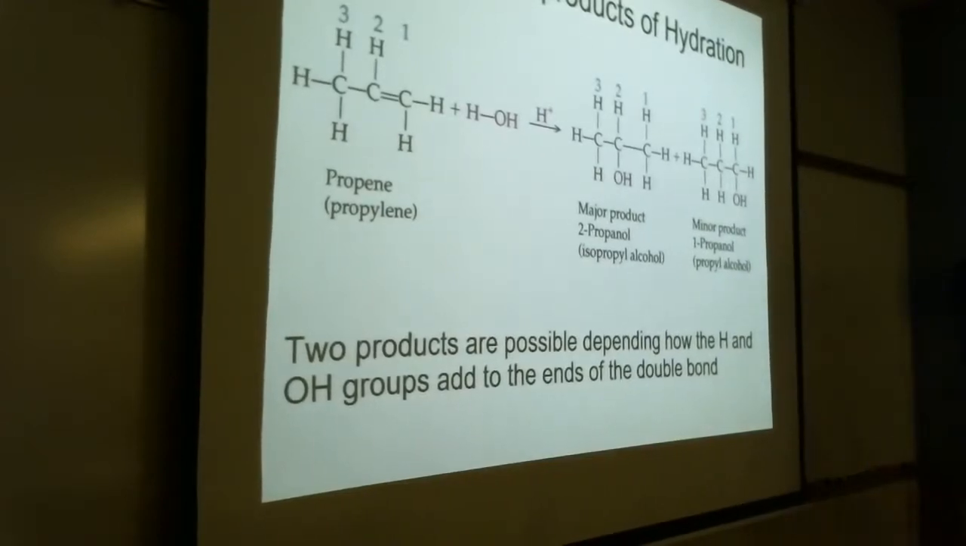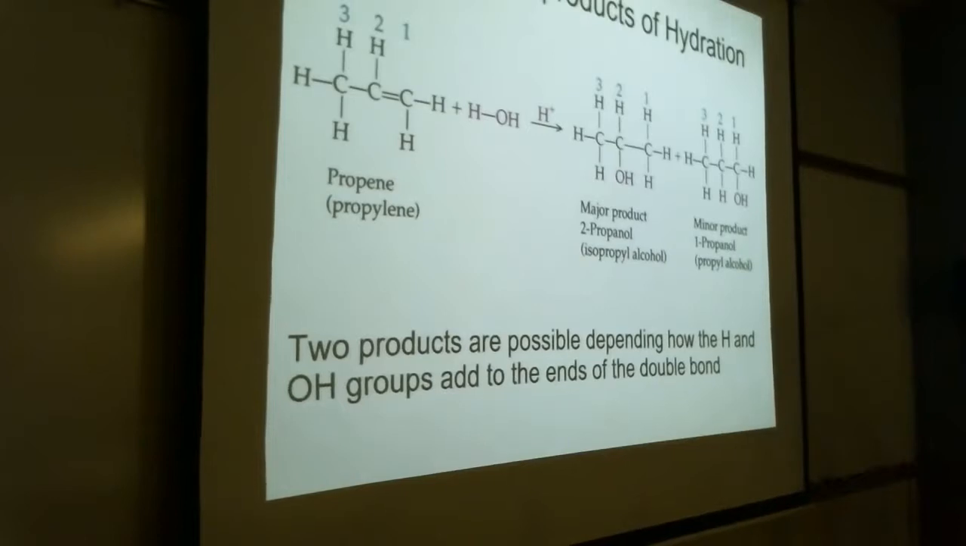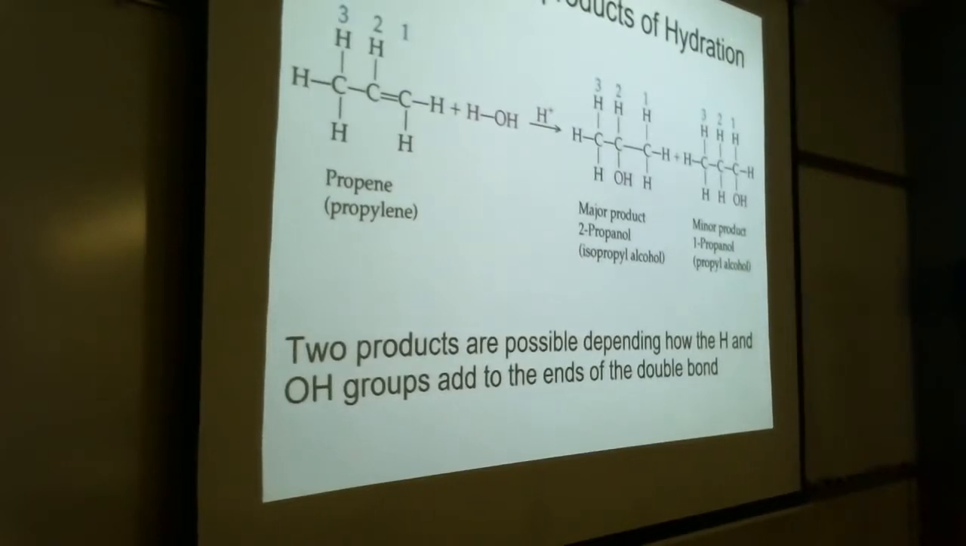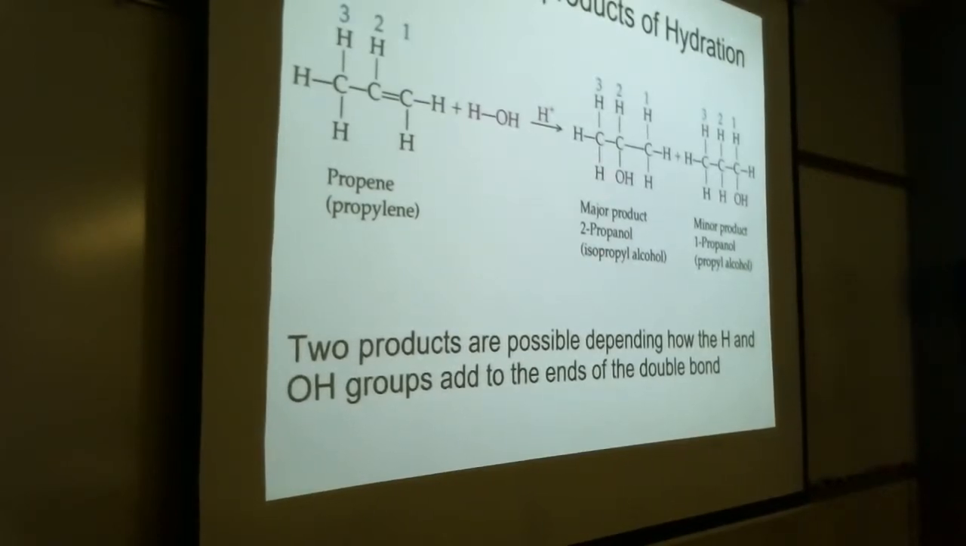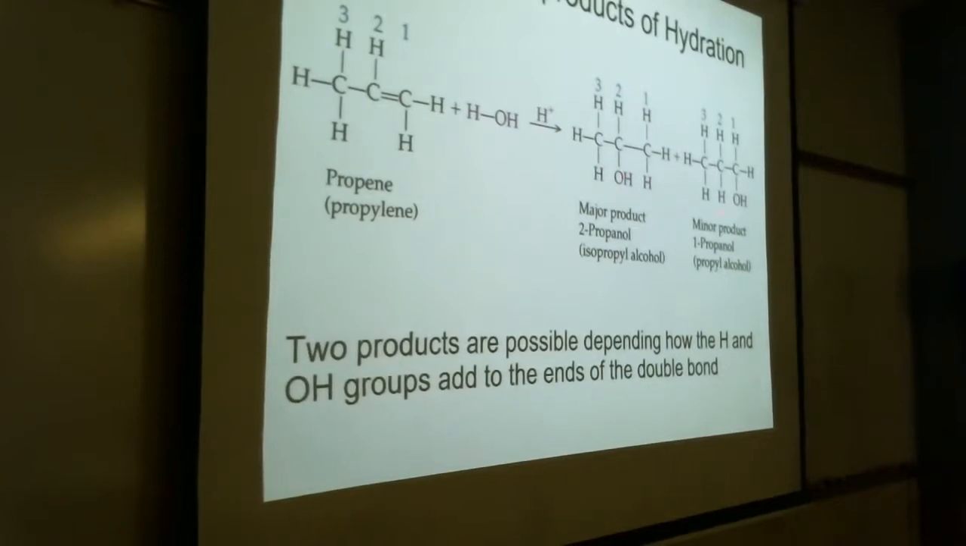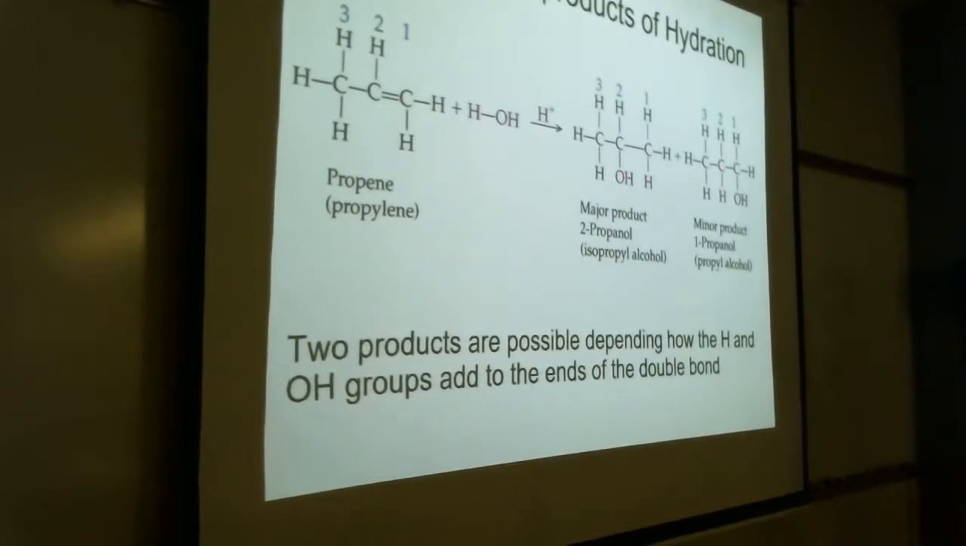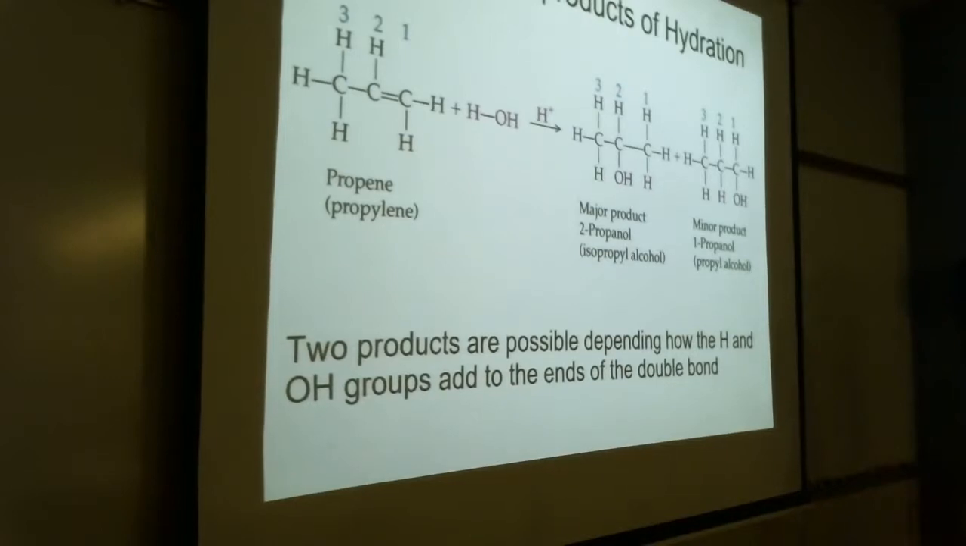Do you see how this produces two products? One of them is the major product. That means the majority is going to be this one, and only a small amount is going to be this one. There is a way to decide which one's the major product, and this is something you would definitely need to know.